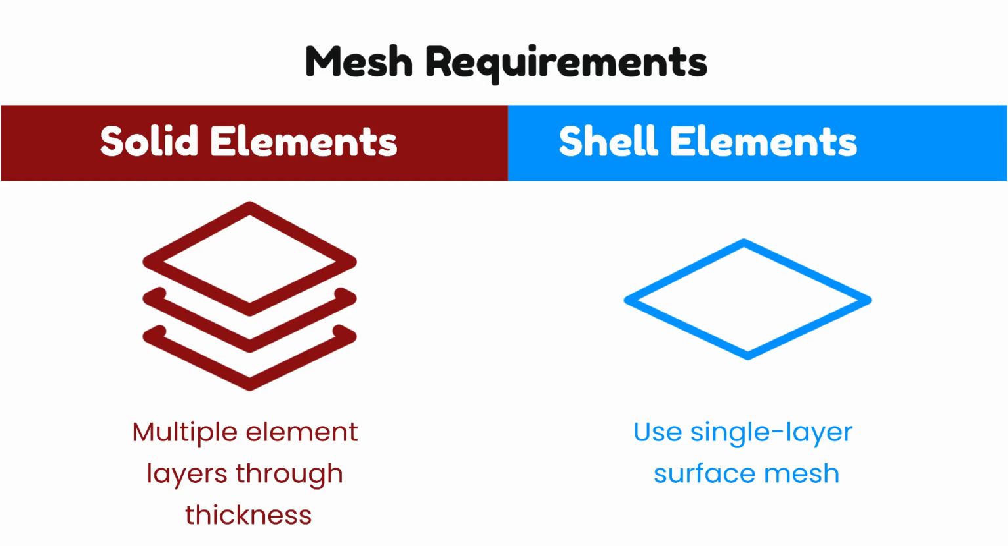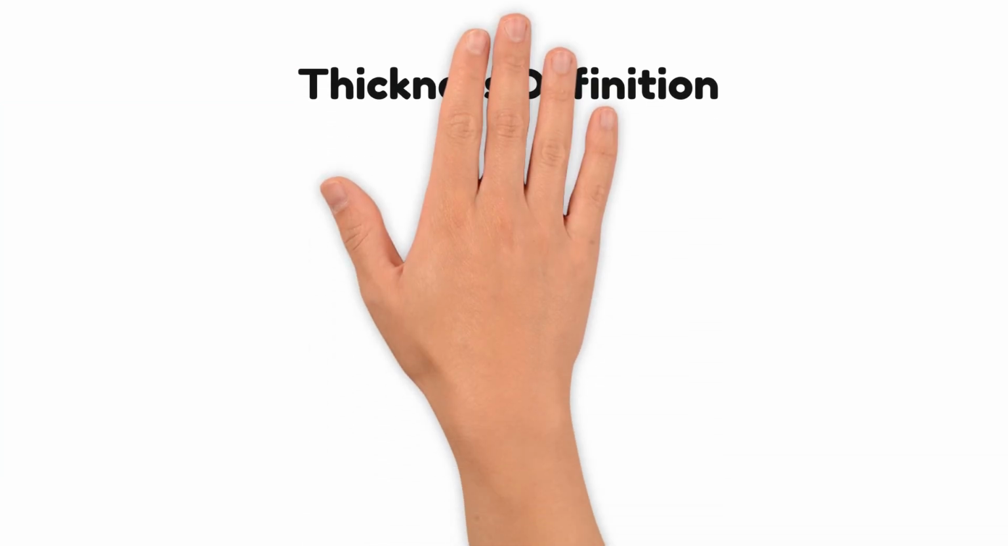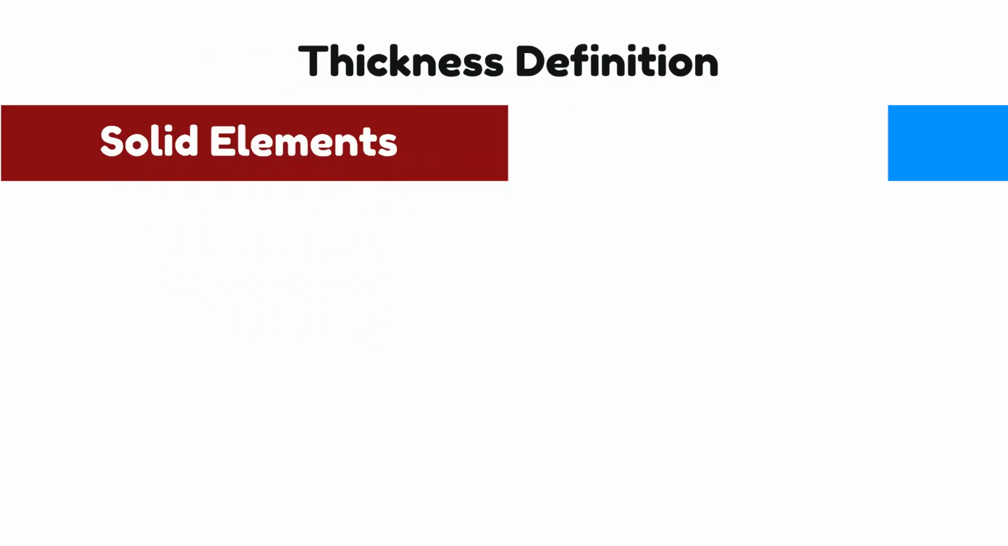Shell elements make this much easier. You only need one surface mesh. The solver automatically takes care of the thickness inside the math. So instead of meshing a full 3D block, you just mesh a thin sheet, much faster and usually just as accurate for thin structures.